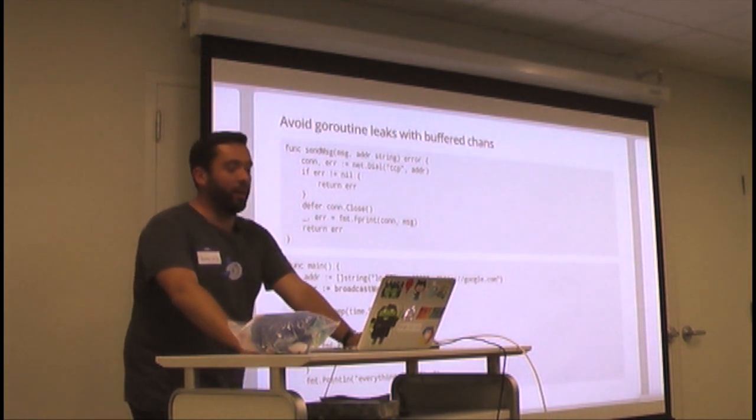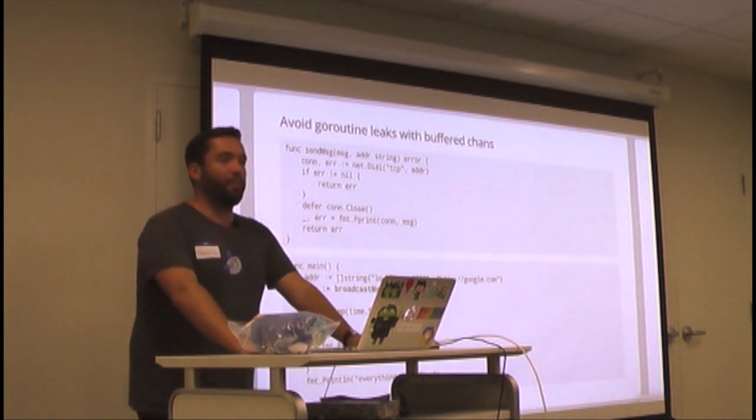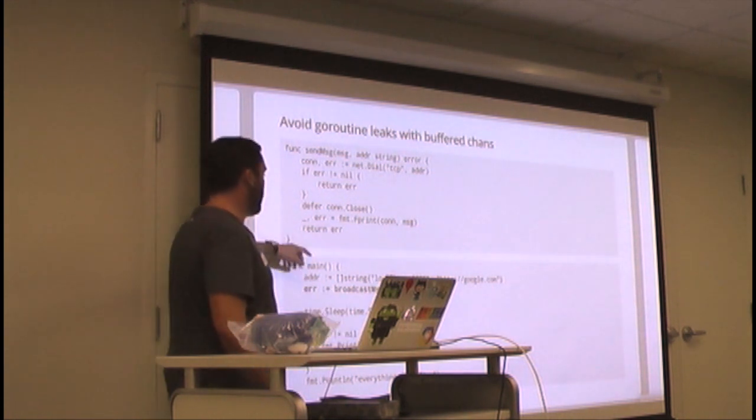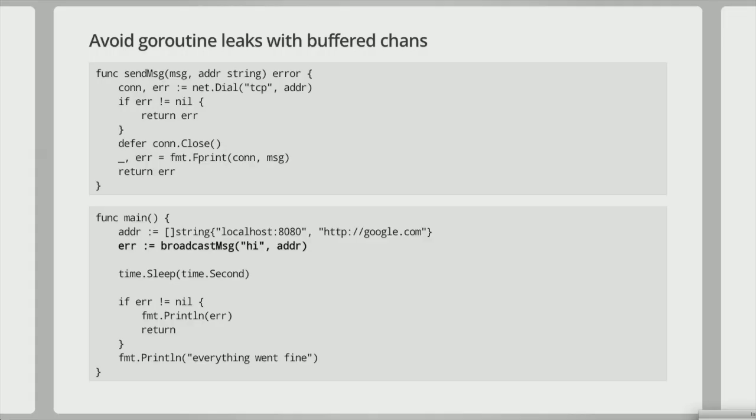So you cannot answer this, though. No. OK, so I'm running this code, which is send message. Send message has a list of addresses, and I'm going to broadcast a message, giving the message and a slice of strings: I'm sending this message hi to localhost and then to Google. I'm going to send to all of them, and then I'm going to wait for a second, which is a really weird thing to do, but why not? And then I'm going to check if the error was nil. If it was not nil, return the error, and otherwise everything went fine.